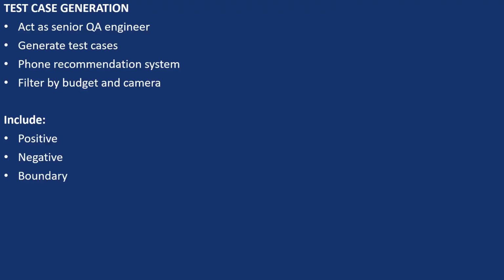Now the real prompt you can give after going through this is: act as a senior QA engineer, generate test cases for a phone recommendation system where users filter phones based on budget and camera preference, include positive, negative and boundary scenarios. Just notice the words "act as a senior QA engineer." This is a simple trick. When you give AI a role, it thinks from that angle and the output becomes more structured and professional.